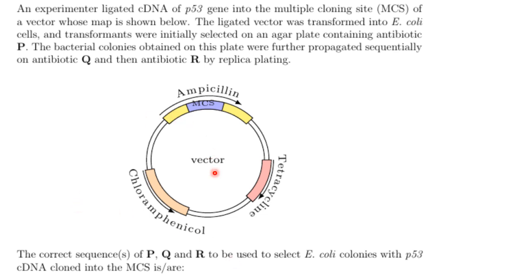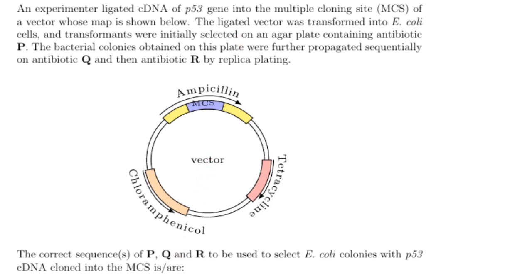So here this is the vector that is being used. Then there is the p53 cDNA which has to be cloned into the multiple cloning site of this vector. And from the diagram you can see the multiple cloning site is in the ampicillin resistance gene. So once you clone the DNA, that is p53 gene, into the multiple cloning site, ampicillin resistance gene is getting disrupted. So when you grow this particular recombinant in a medium containing ampicillin, it will not grow. Now they have asked for selection of this particular recombinant.